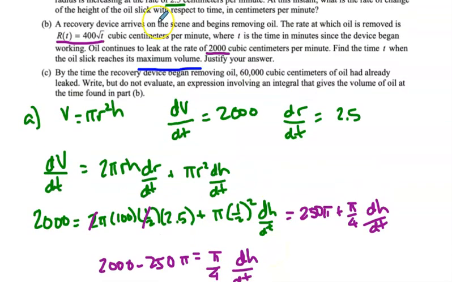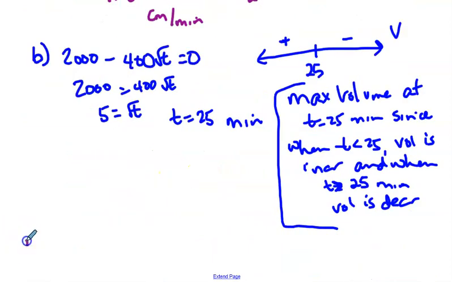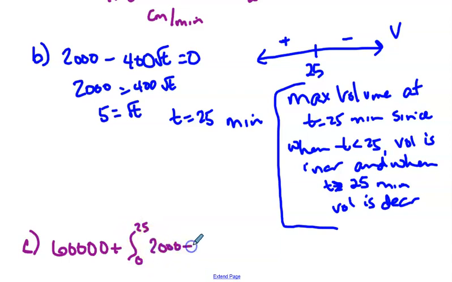Okay, part C says, by the time the recovery device began removing oil, 60,000 cubic centimeters of oil had already leaked. Write but do not evaluate an expression involving an integral that gives the volume of oil at the time found in part B. Okay, so what we have here for part C is that we started with 60,000, but then we need to add to that the total change. And the total change is going to be from 0 to 25. We have the rate in minus the rate out. And of course that is dt. And that will be your final answer for part C.